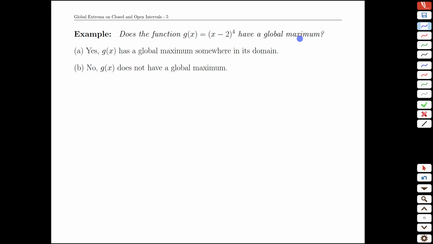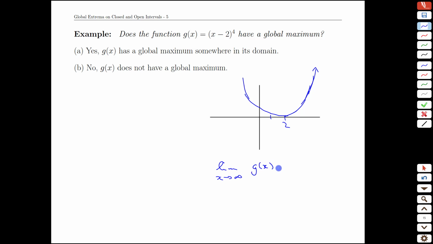All right, global maximum. Again, we look at the function and recognize, either again through a sketch, that this is x to the 4, but shifted to the right by 2. So it's going to look something like this. And as soon as we see that, we see this function is going off towards infinity as x gets larger. So g of x heads towards infinity. So there's no single highest point. And if that's the case, there is no global maximum.